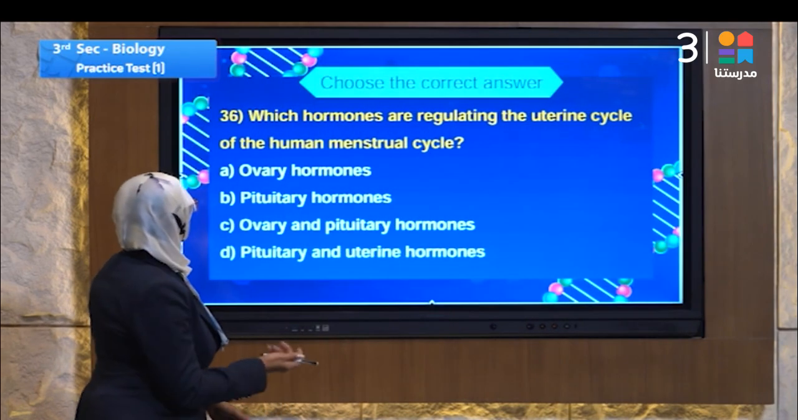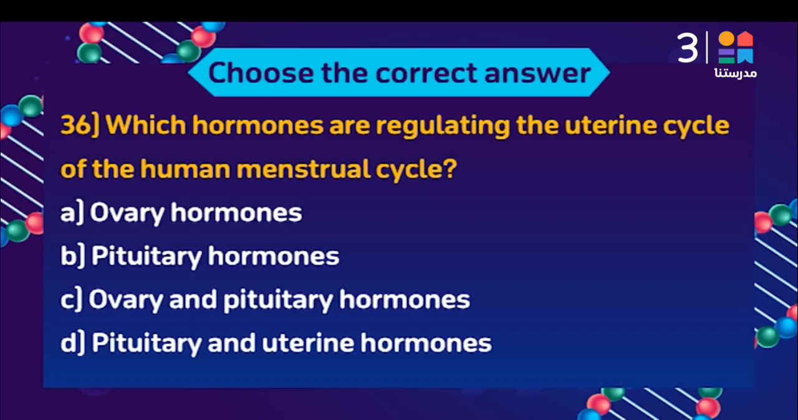Let's go to question number 36. 36 speaks about the hormones which regulate the uterine cycle and the human menstrual cycle.